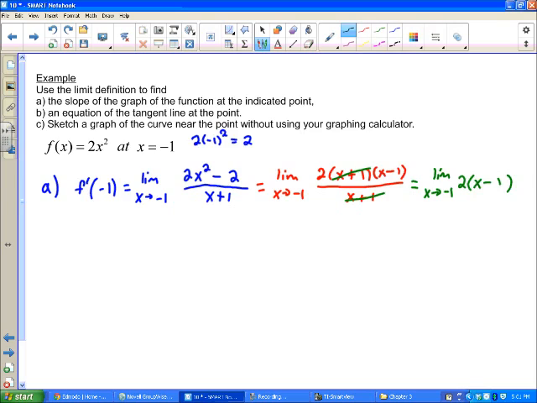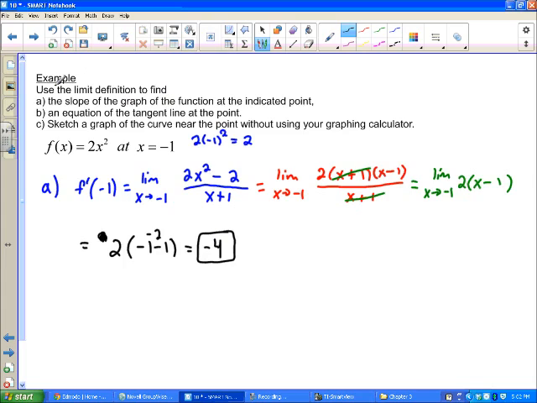Now we're ready to evaluate the limit. So we don't need to write limit anymore. We want to say our limit equals 2 times -1 minus 1. So inside the parentheses here is a -2. 2 times -2 is -4. So that's our answer for part A, that at -1, the slope of our graph is -4.